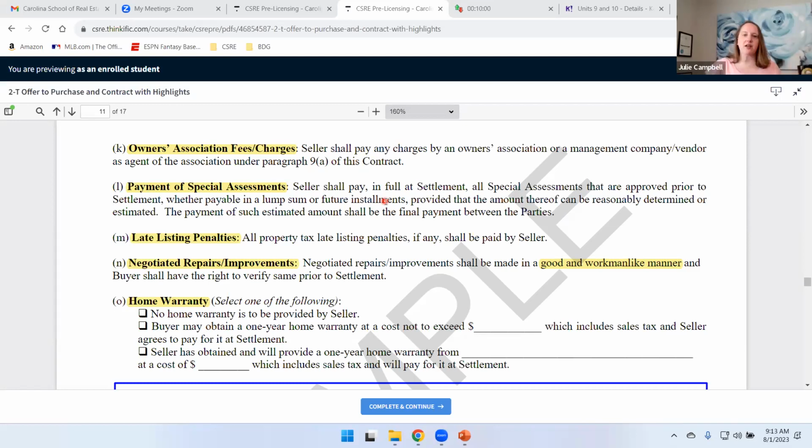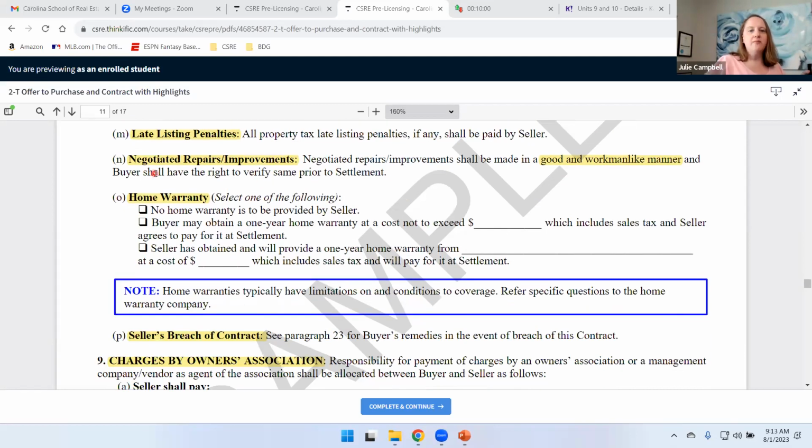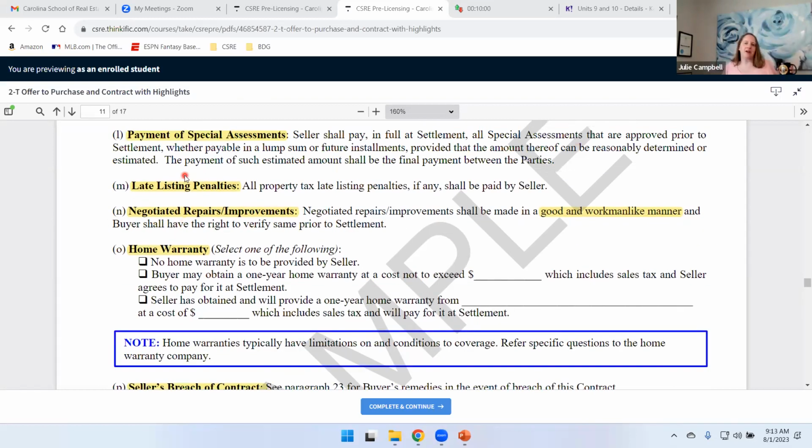So last year's taxes, the seller's responsible for paying. Still on seller's obligations. It looks like they have a lot, but they really don't. Negotiated repairs or improvements. Remember, all repairs are negotiable. Seller's not required to do any repairs. Everybody good with that? Remember that one very important sentence that says this property is being sold in its current condition. So if the seller agrees to change a light bulb, we have amended that one sentence. Everybody with me? So if the seller agrees to do anything, we have amended that one sentence.